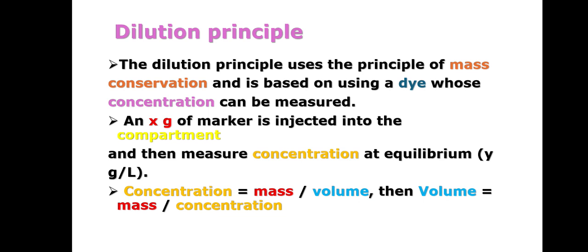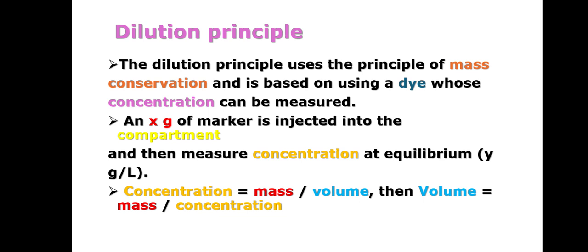The gram we're talking about is a mass. So, for tracing sake, everything that is in mass, I've written it in red. Everything that is in concentration, I've written it brown. And volume, I've written it blue, so that we can follow each other. So an X gram of marker is injected into the compartment.